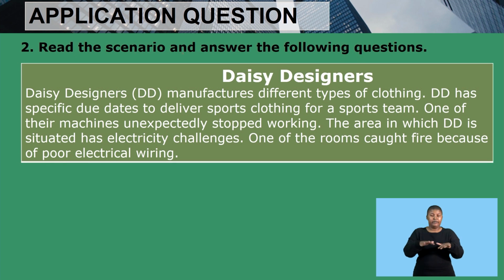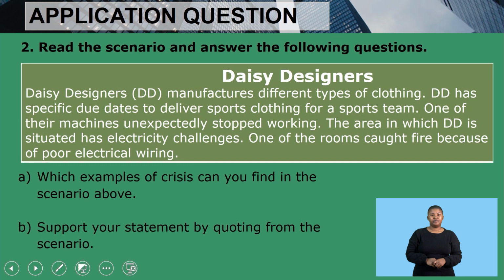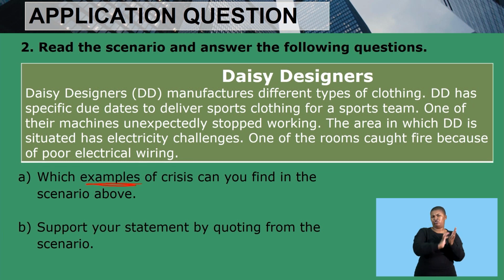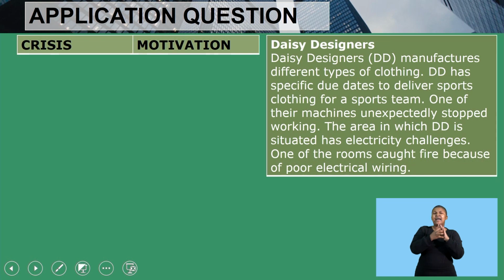The second question says, read the scenario and answer the following questions. Let's look at what the question is. The first question says, which examples of crisis can you find from the scenario above? And then we need to support the statement by quoting from the scenario. Now remember what I said about quoting. Yes, we need to take the statement as it appears from the scenario. Now let's go through this scenario together and find out what was the example of crisis.